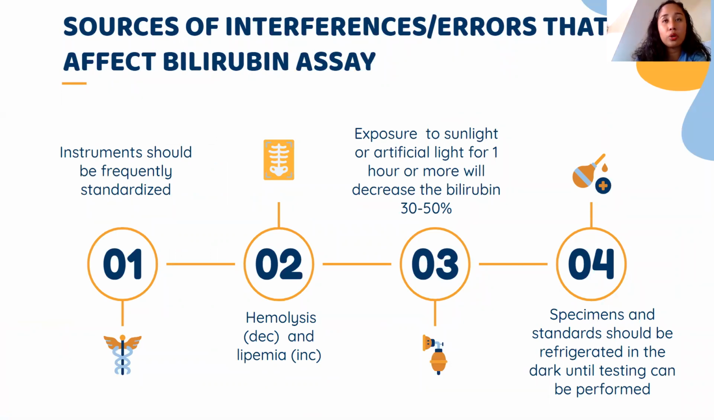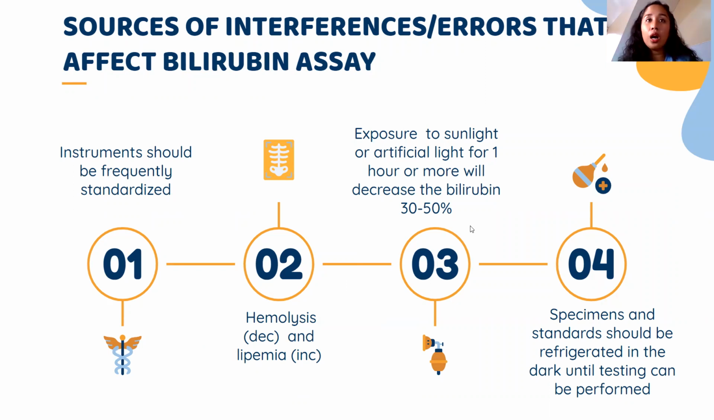Sources of errors. Standardization of instruments: they should always be checked and calibrated. Class, your bilirubin will decrease in cases of hemolysis. As my teacher said, hemolysis is a cardinal sin. And lipemia, class, will increase your bilirubin levels because it's spectrophotometrically measured. Class, your bilirubin is photosensitive. One hour or more will decrease the bilirubin by up to 50%.